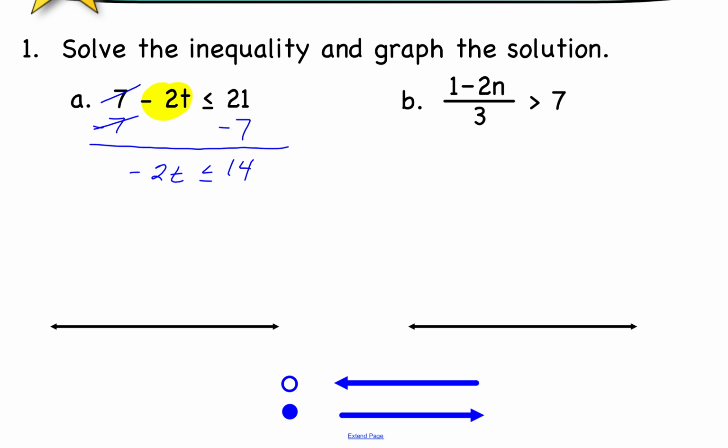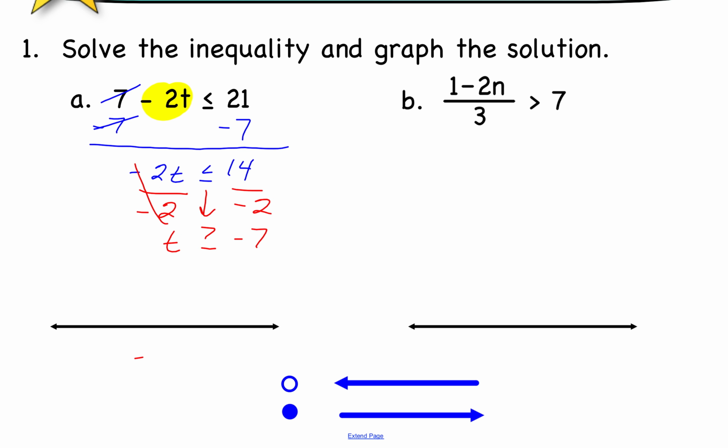And so the next thing we need to do, t is being multiplied by negative 2. So I want to do the opposite of multiplication, which is division. I'm going to divide by negative 2 on both sides. But here's where we have to remember that rule from our last video. When we multiply or divide by a negative, that means we need to switch our inequality. And negative 2 divided by negative 2 is 1. And we have t is greater than negative 7.